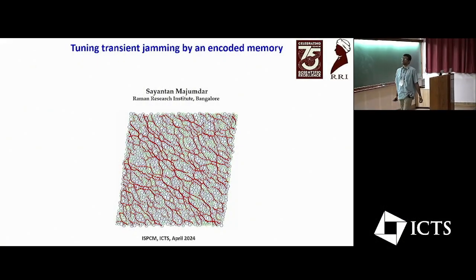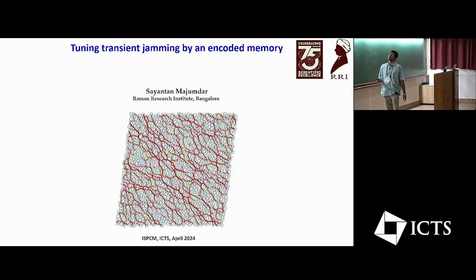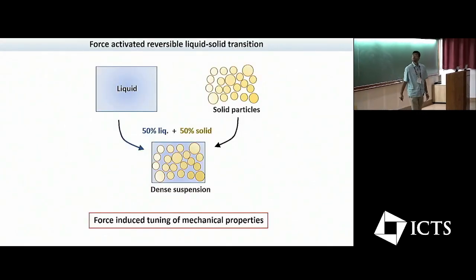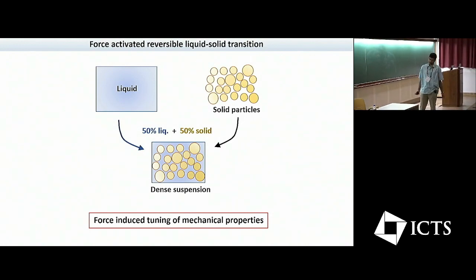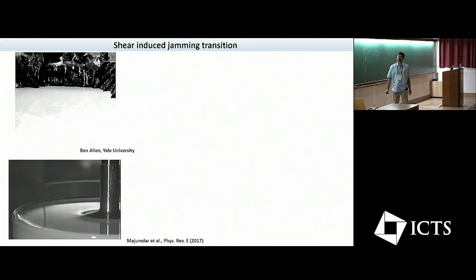So today I'll be telling you about tuning transient jamming in dense suspensions by means of encoded memory. Okay, so what is a dense suspension? If we take a liquid and put some solid particles in high proportion, we get a dense suspension, and they show amazing force response. These are a few examples.